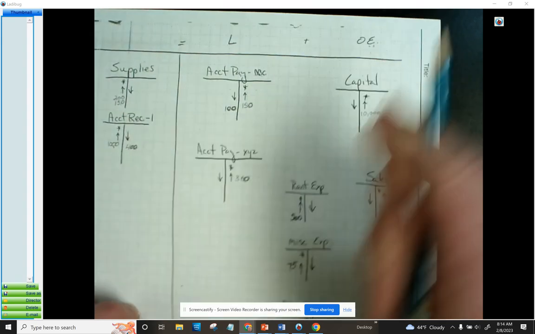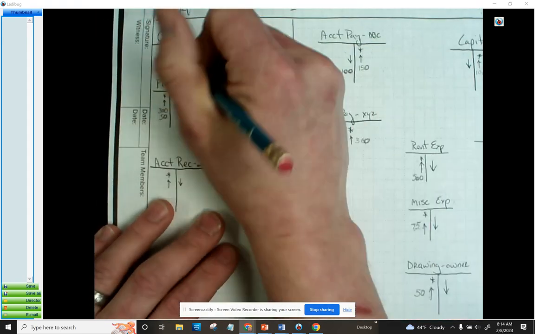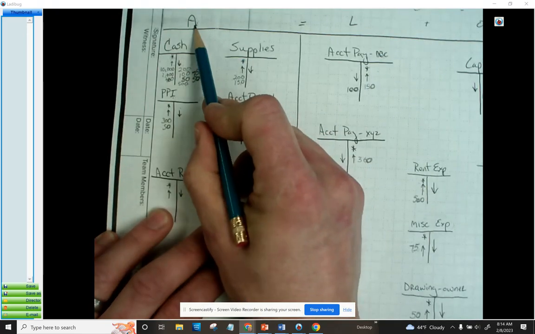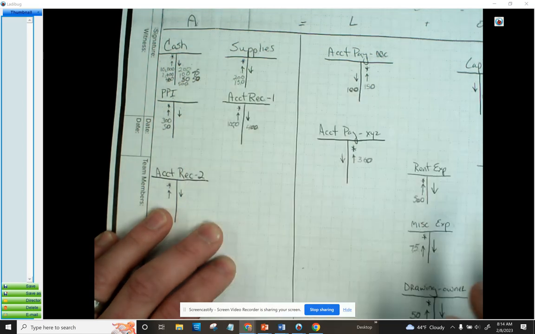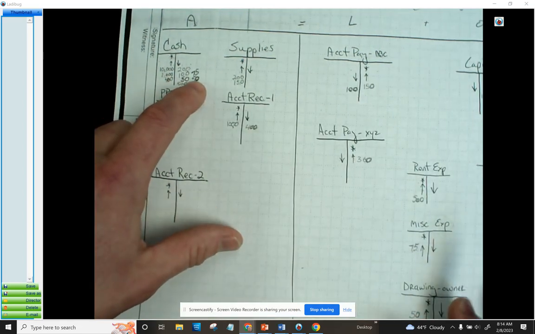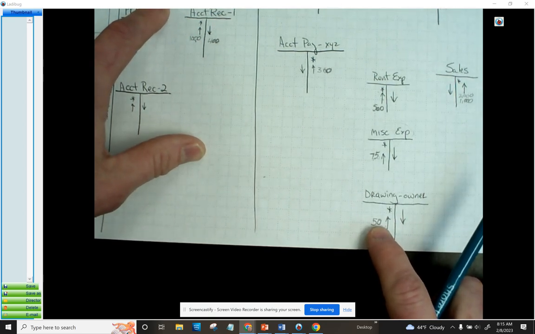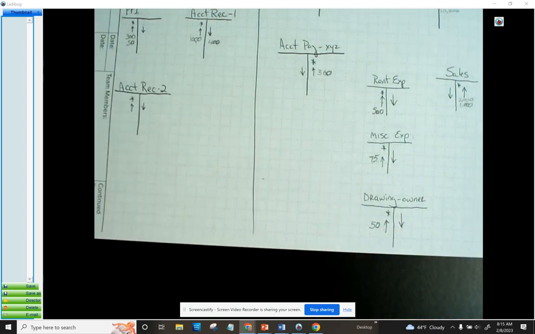We paid cash. It was $50. Cash goes down $50, making assets go down $50. Your credit was cash, and your debit was drawing for that. All right, those are the 12 transactions. Hope this helps.